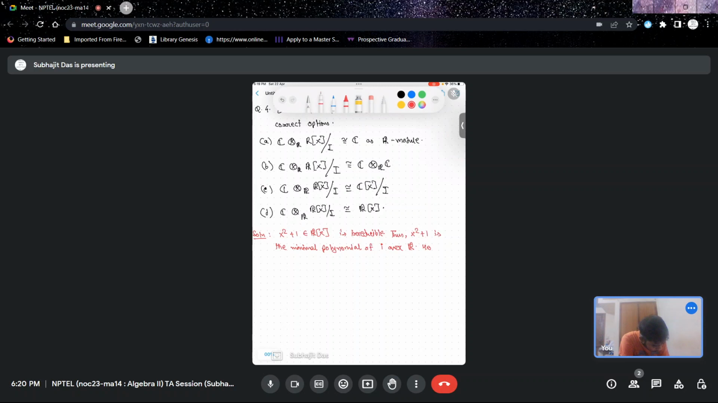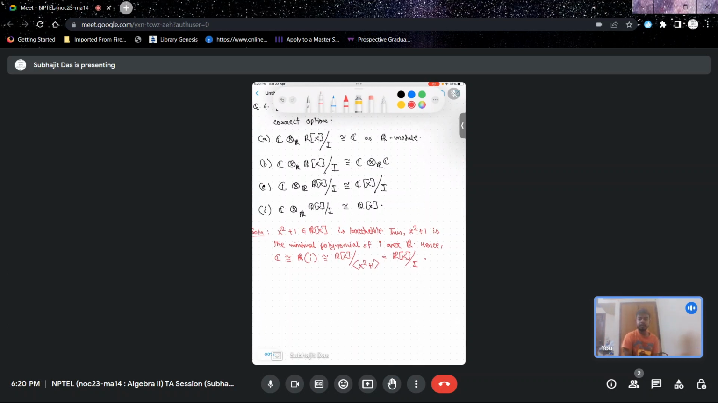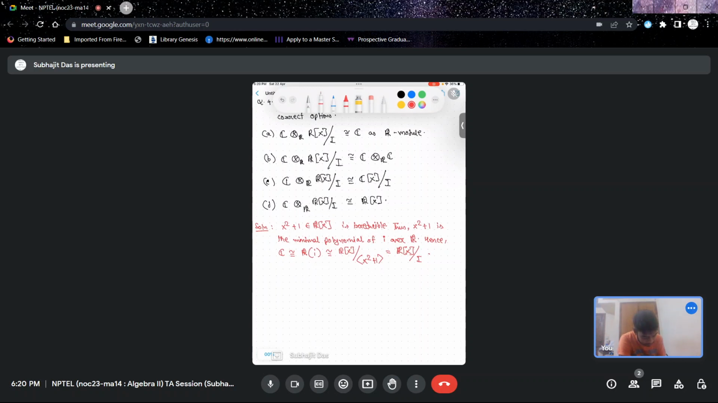Hence C, which is isomorphic to R adjoined with i, is isomorphic to R[x] mod the ideal generated by x square plus 1, that is R[x] mod I. Okay, so this much we know, that R[x] mod I is isomorphic to C as rings, and hence as R modules in particular. Now let's look at option A. Option A says that C tensored over R with R[x] mod I, which we just saw is C, is isomorphic to C as R module.